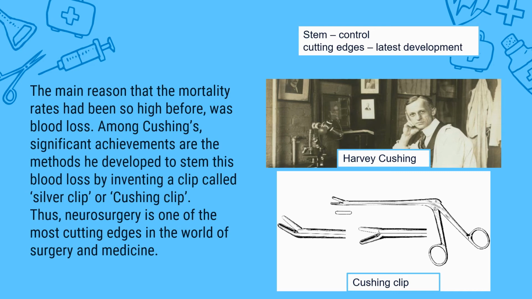So here Harvey is given credit for inventing a silver clip, also known as Cushing clip, to control the blood loss that used to take place during neurosurgery. Stem is the word used for control, and neurosurgery is known as the latest development in the field of surgery and medicine.